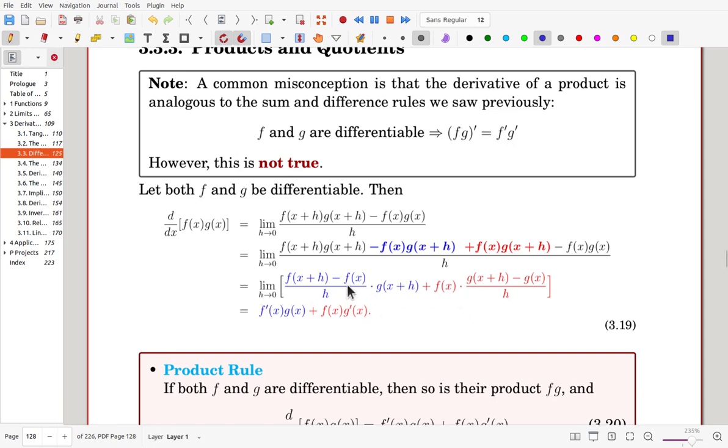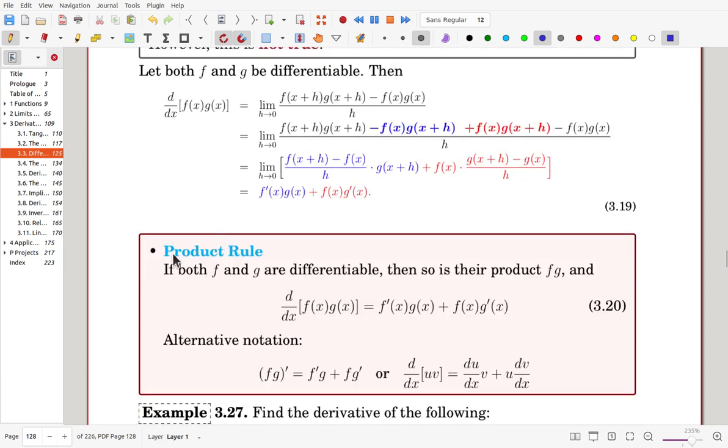So this term is approaching f prime. For that one, g of x. For f of x, the same. And this final term is converging to g prime. So that will be the rule for the product. The product rule is: once f and g are differentiable, then so is their product fg, and the derivative of fg is the same as f prime g plus f g prime.